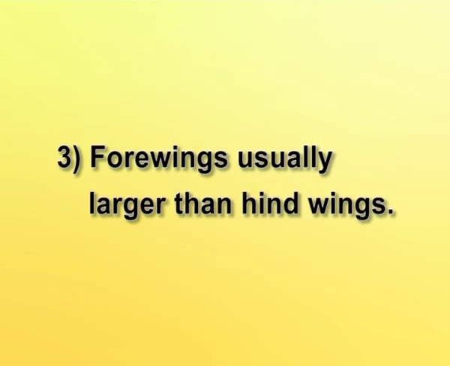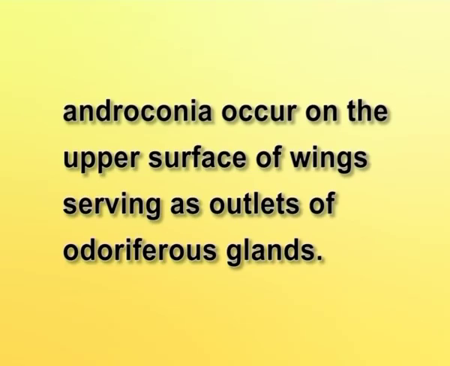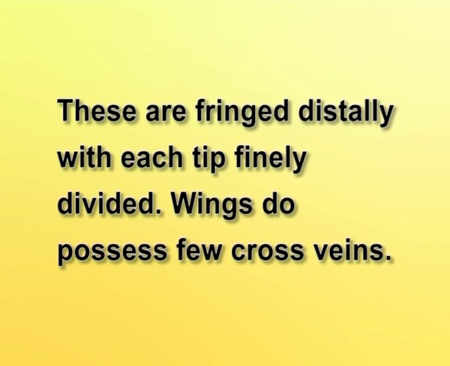Forewings usually larger than hindwings. In males of various insects, groups of more specialized scales known as androconia occur on the upper surface of wings, serving as outlets of odoriferous glands. These are fringed distally with each tip finely divided. Wings do possess few crossveins.